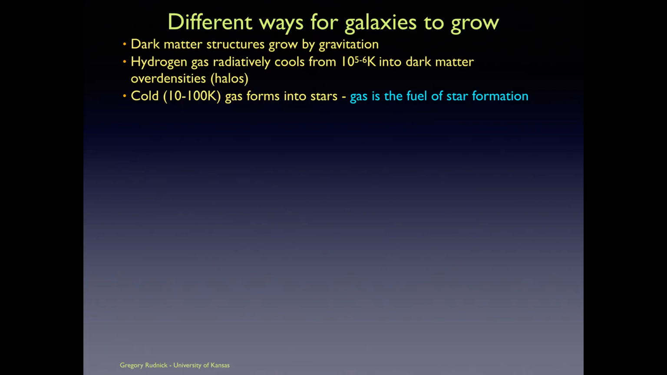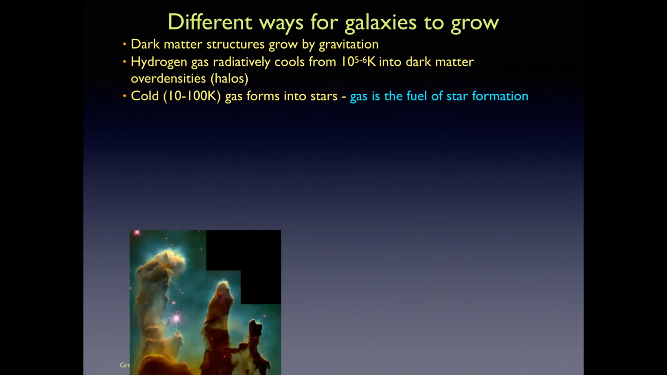Awesome. So we can think conceptually about how galaxies grow in this really, really complicated simulation. The first thing is dark matter grows. And the dark matter structures grow by gravity. The hydrogen gas cools by giving off radiation from about 100,000 or 1 million degrees into these dark matter overdensities on the left-hand panel, all those little nubs. So we call those dark matter halos. And then within those halos, it forms gas that's about 10 to 100 degrees Kelvin. And that gas is the fuel for star formation.